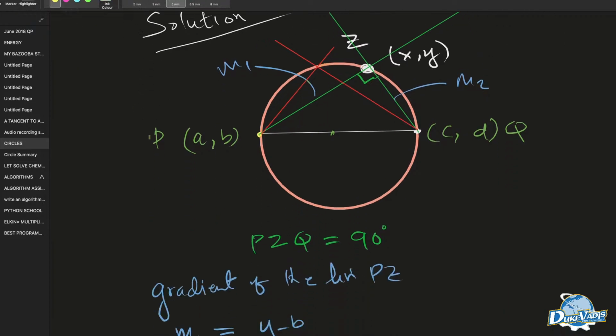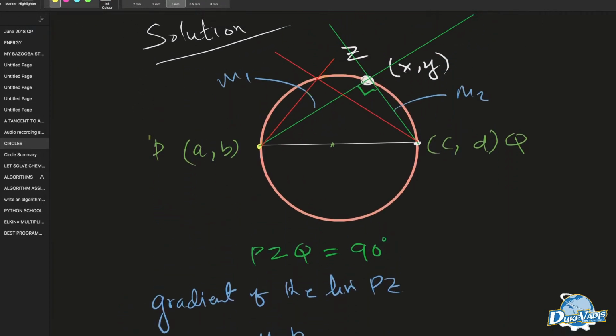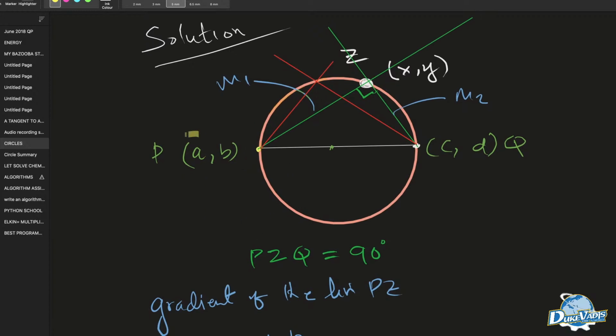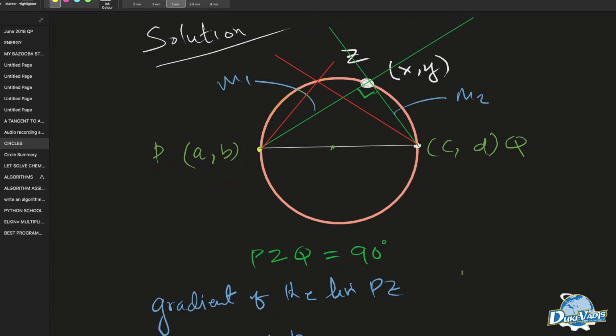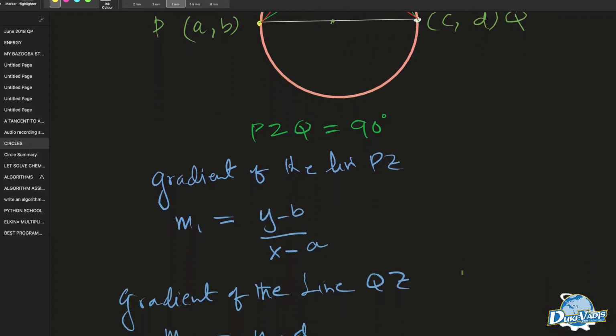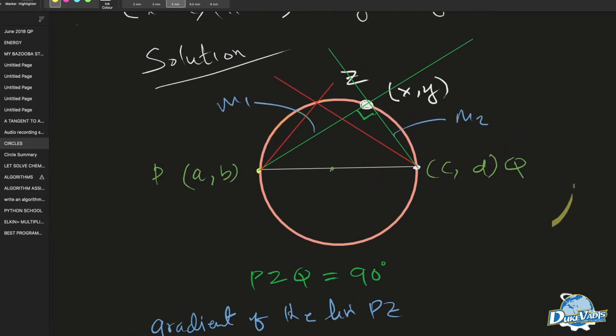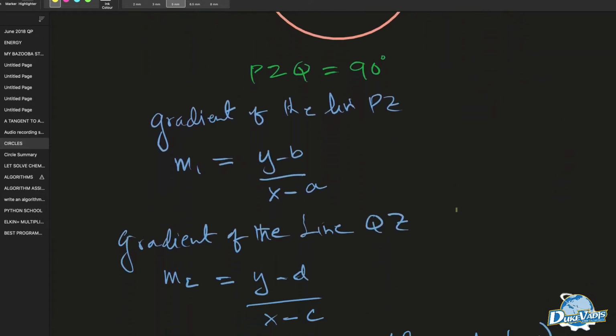So now when we look at the diagram, we know that we can find the gradient of the line PZ. Considering the coordinates of (a, b) and the coordinate (x, y), our gradient of the line PZ will be (y minus b) over (x minus a). In the same way, the gradient of the line QZ, this one here, will be (y minus d) over (x minus c).